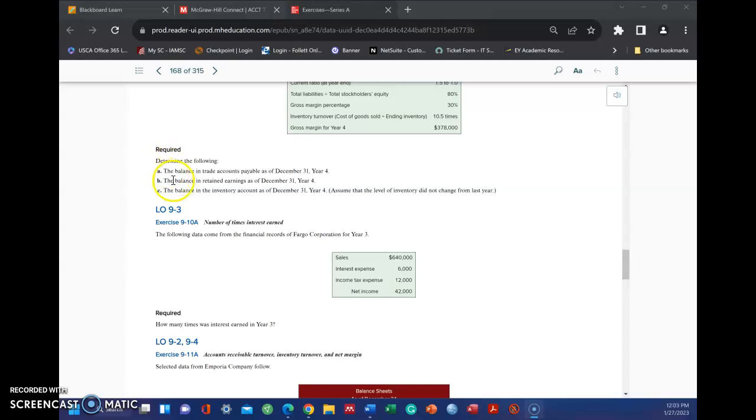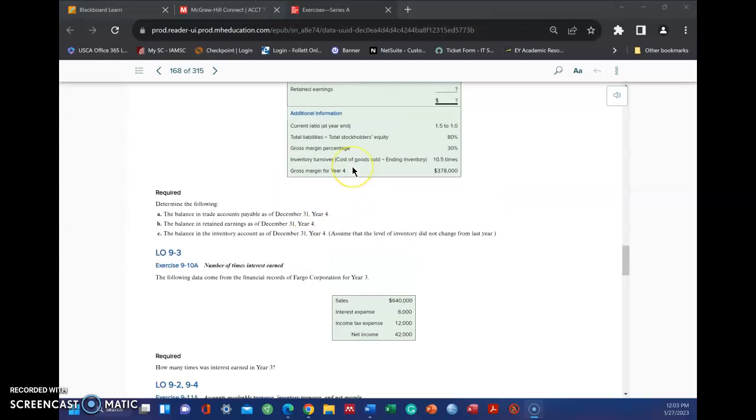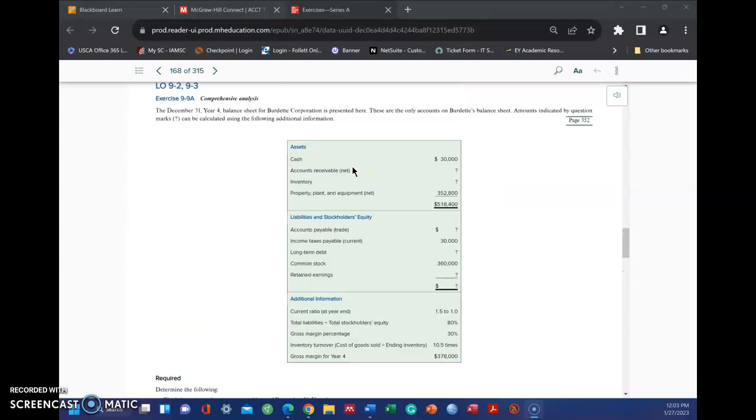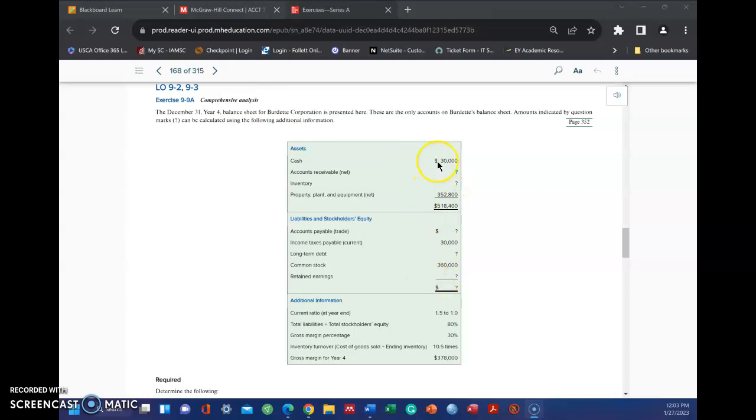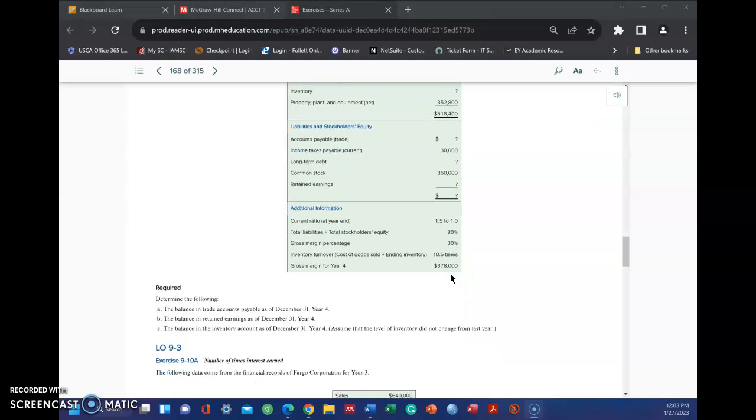So we're asked to calculate the balance and retained earnings as of December 31st. Well, we've already discussed that there are question marks where they don't give us the numbers. And in this video, we're going to calculate retained earnings. We're given some ratios that we'll need to use in calculating this.